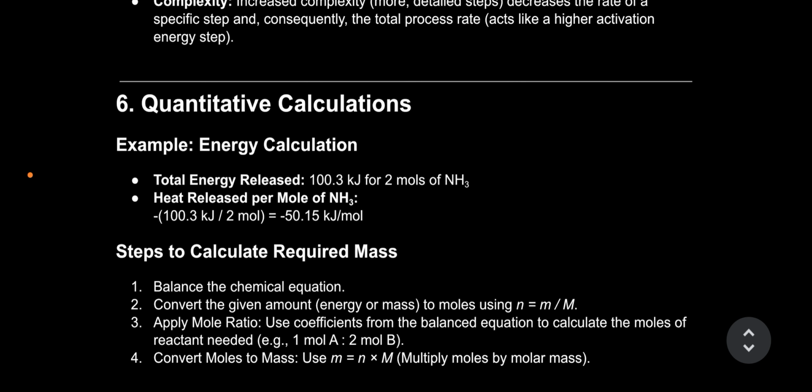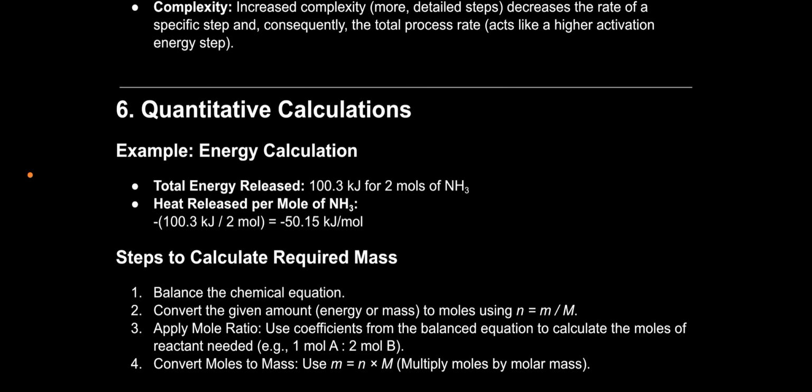Quantitative calculations. Example, energy calculation: total energy release is 100.3 kilojoules for 2 moles of NH3. Heat release per mole of NH3 is negative 100.3 over 2 moles, which equals negative 50.15 kilojoules per mole. Steps to calculate required mass. First, balance the chemical equation. Second, convert the given amount, energy or mass, to moles using n equals m over capital M. 3, apply the mole ratio. Use coefficients from the balanced equation to calculate the moles of reactants needed. Example, 1 mole A over 2 mole B. 4, convert moles to mass using m equals n times capital M. Multiply moles by molar mass.